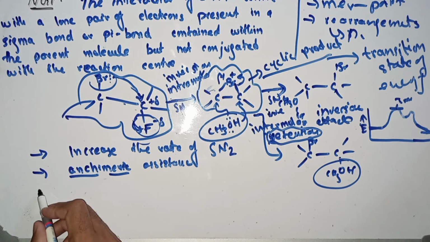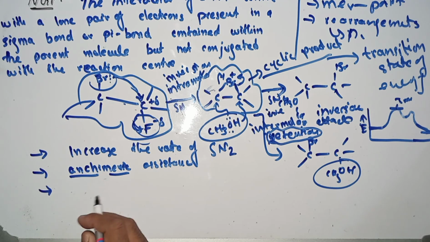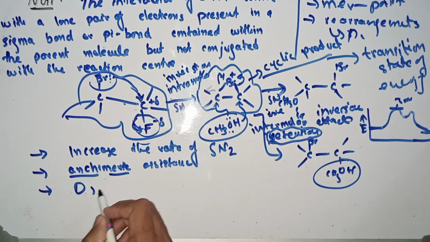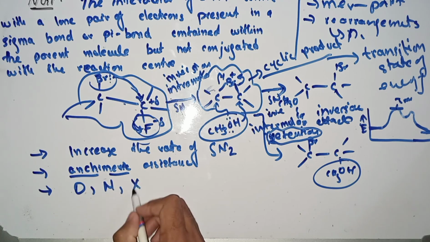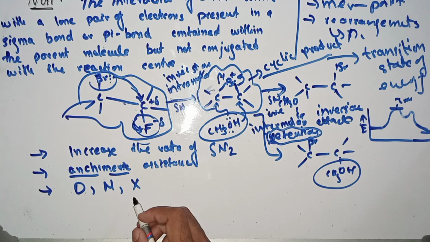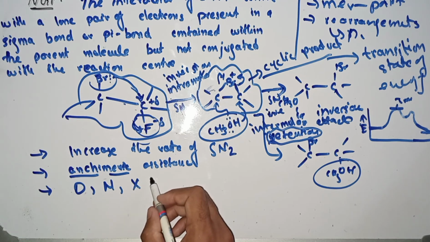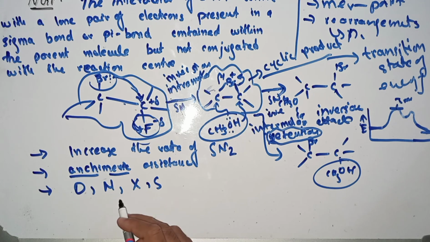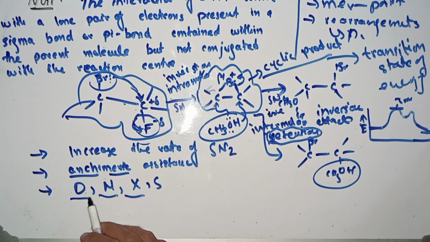One another point: the groups that can show neighboring group participation, NGP, are those atoms that can act as a neighboring group. These are oxygen, nitrogen, X, that is the halide groups, and sulfur. These are the groups that can act as an intramolecular nucleophile. In the first step it will act as a nucleophile within the molecule.